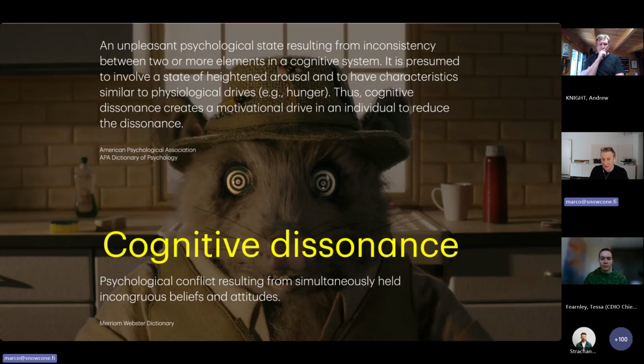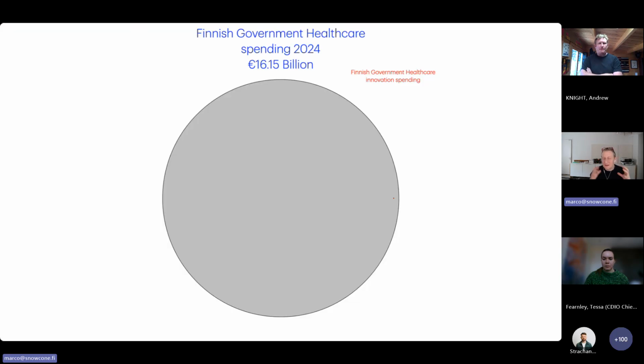And what happens in psychologies is people try to reduce this dissonance because it is stressful. And one way to do that is to ignore the things that are creating that dissonance. Ignore facts, ignore realities, for example. Return to an idea of a simpler time, these kinds of things. And so those are natural reactions. All right, so let's take that as a basic premise, and this is to scale the Finnish government just healthcare spending in 2024 compared to the amount of money that the Finnish government spends on innovating the system.